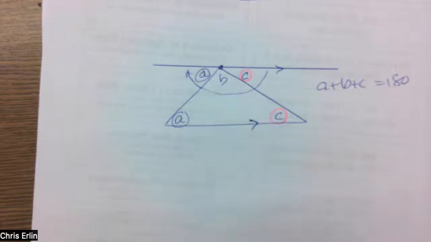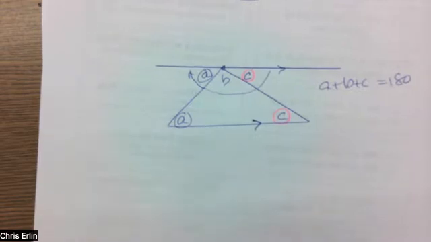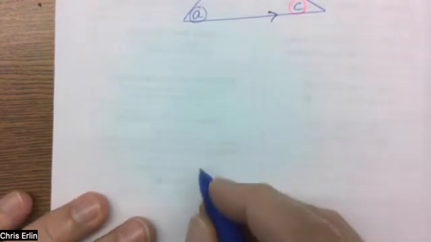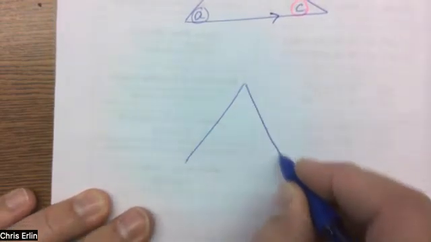A plus B plus C is 180. So that's where this comes from. And now we get to use this, and I could give you an exhaustive proof if you want. But today we're going to take it one step further.